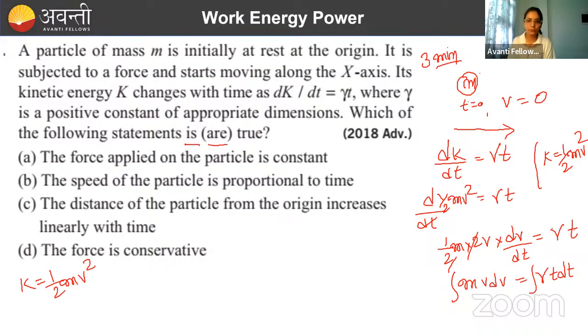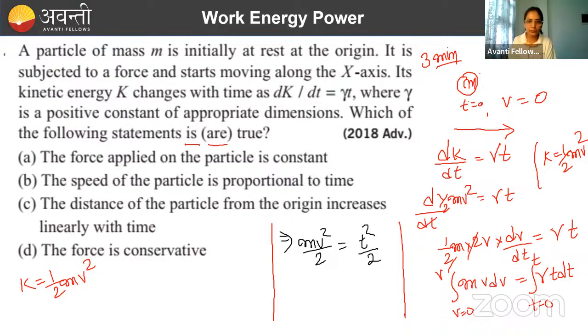Now integrate it. If you integrate it, what value are we going to get? Initial velocity is 0, final velocity let it be v. Initially time means t equal to 0, and final time we are going to take as t. So if you solve it further, m is constant. So what will be the integration of v dv? It will be mv square by 2 with proper limits taken. And now the integral of gamma t dt will be equal to gamma t square by 2. Here we have already put the limits, so this will be our value.